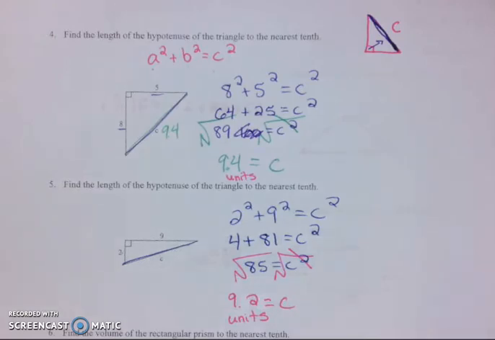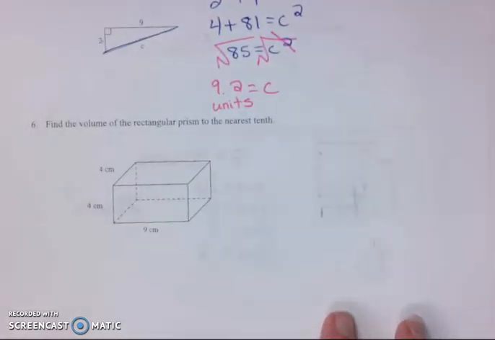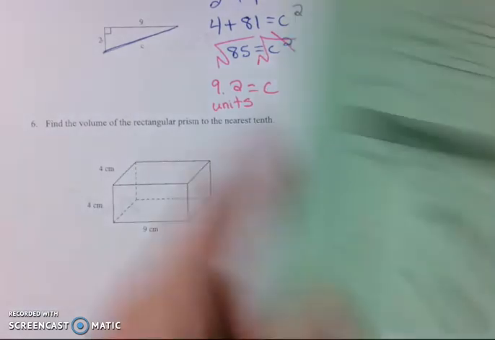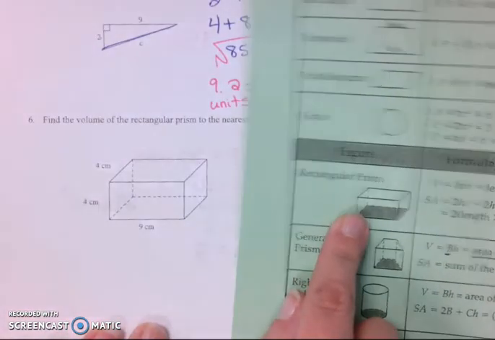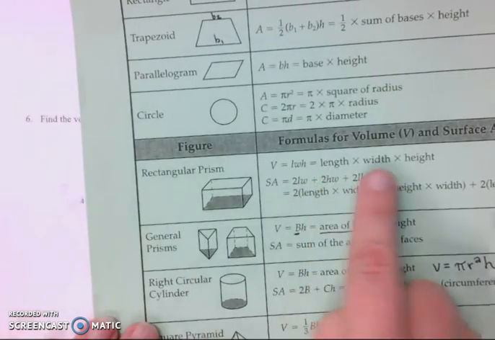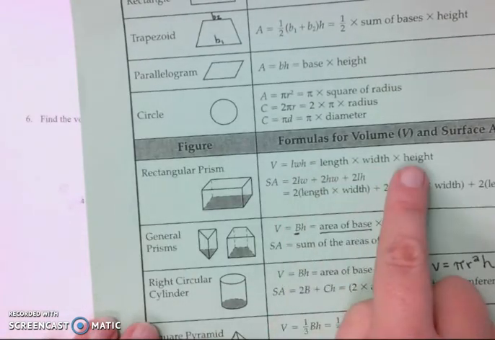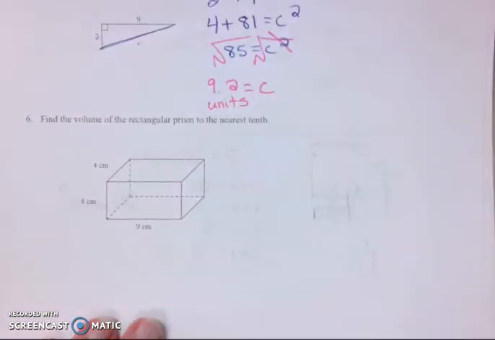Okay, now everything else is volume. So now our units are going to be to the third power. So this is where you're going to need your green sheet. If you don't have these formulas memorized, that's okay. So rectangular prism is here. And what you do is you take the length times width times height. You just multiply the 3 dimensions for rectangular prisms.